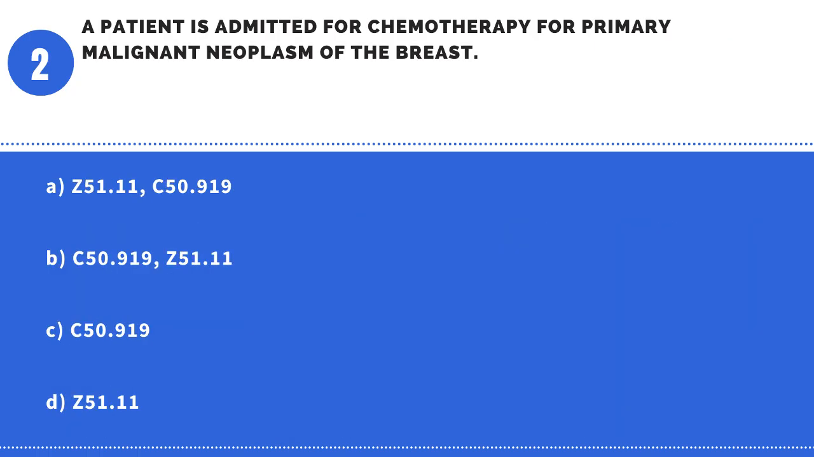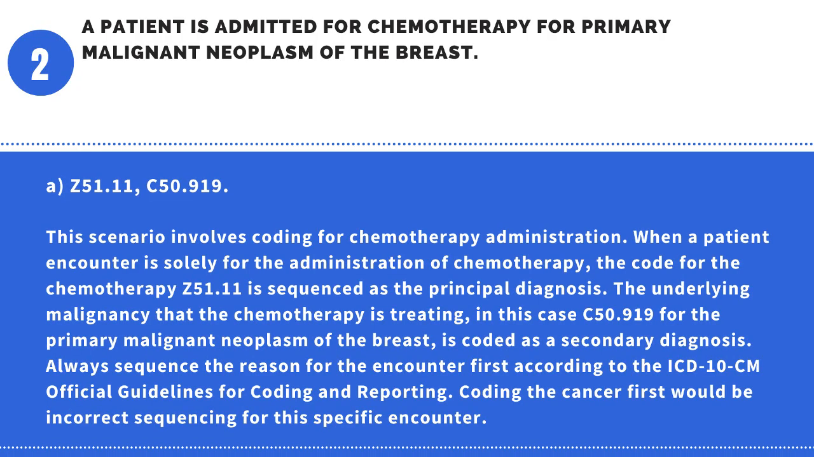Question 2. A patient is admitted for chemotherapy for primary malignant neoplasm of the breast. A. Z51.11, C50.919. B. C50.919, Z51.11. C. C50.919. D. Z51.11. Answer: A. Z51.11, C50.919.